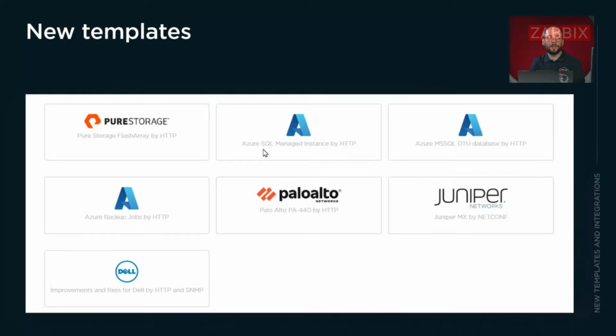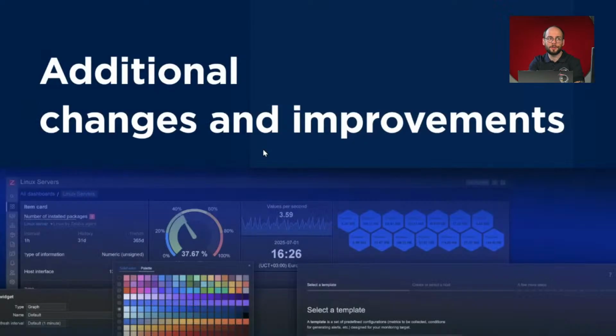And we've added a couple of new templates for Pure Storage, for Azure, for Palo Alto, Juniper, and Dell over here you can see. So various types of endpoints, from cloud endpoints to storage devices, networking devices, and so on. So these are some of the new templates that we have added. And of course, throughout the life cycle of Zabbix 7.4, we'll continue delivering new templates and new webhooks.